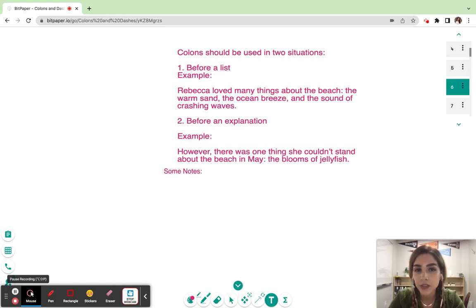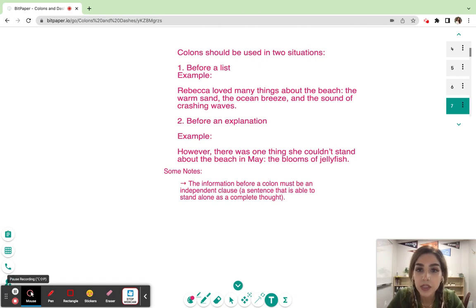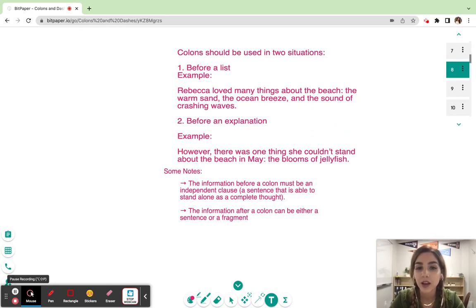There are a few things you have to keep in mind to make sure that you're using a colon correctly. First, the information that comes before a colon has to be an independent clause, or essentially a sentence that can stand alone as a complete thought. However, the information that comes after the colon could either be a sentence or a fragment. So you can see in the two examples above, the warm sand, the ocean breeze, and the sound of crashing waves is not an independent clause, and neither is the blooms of jellyfish.